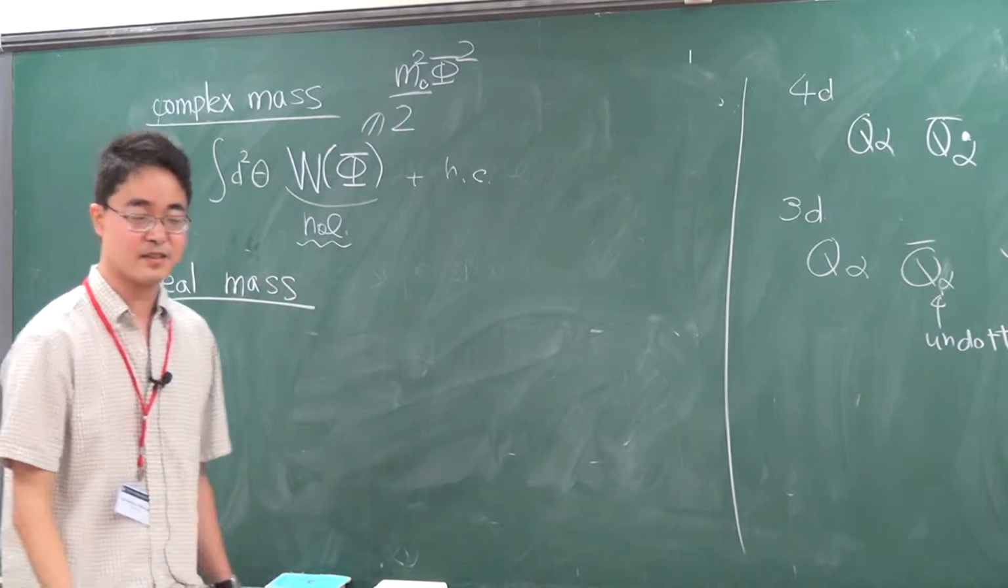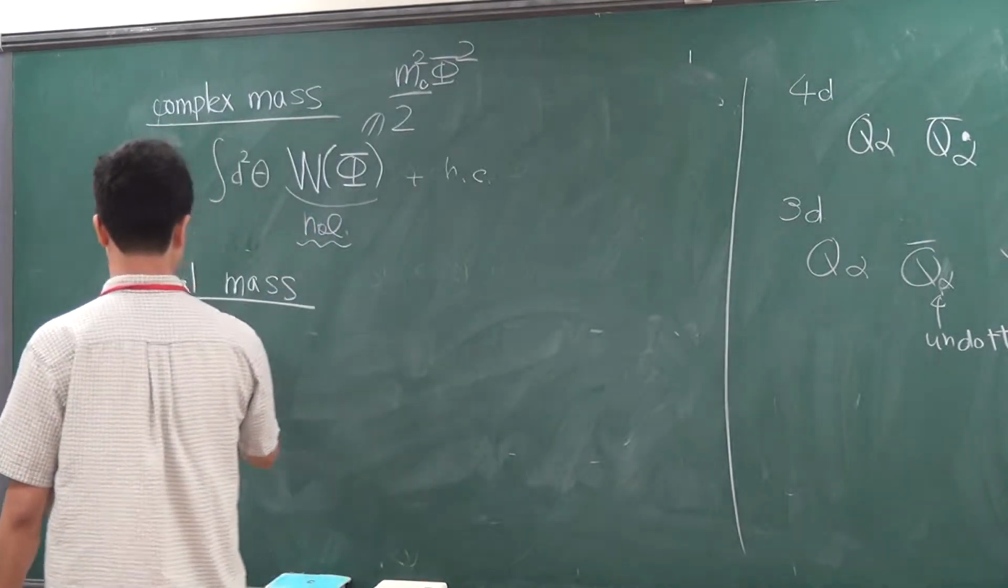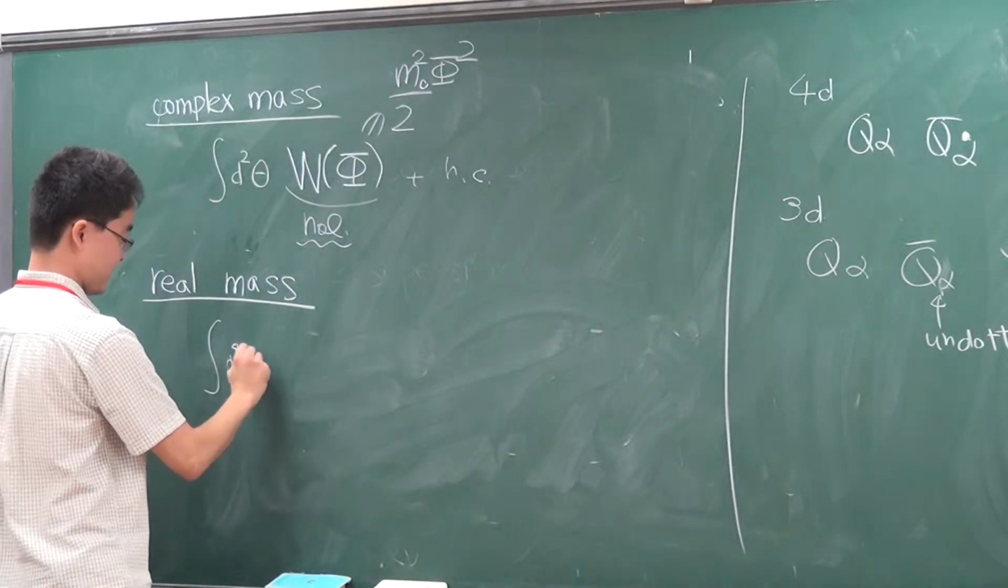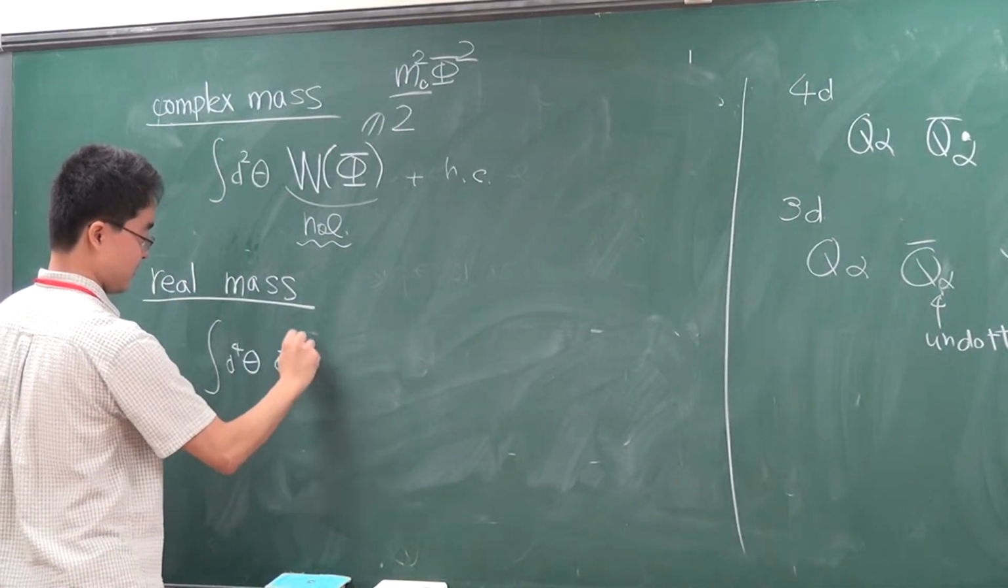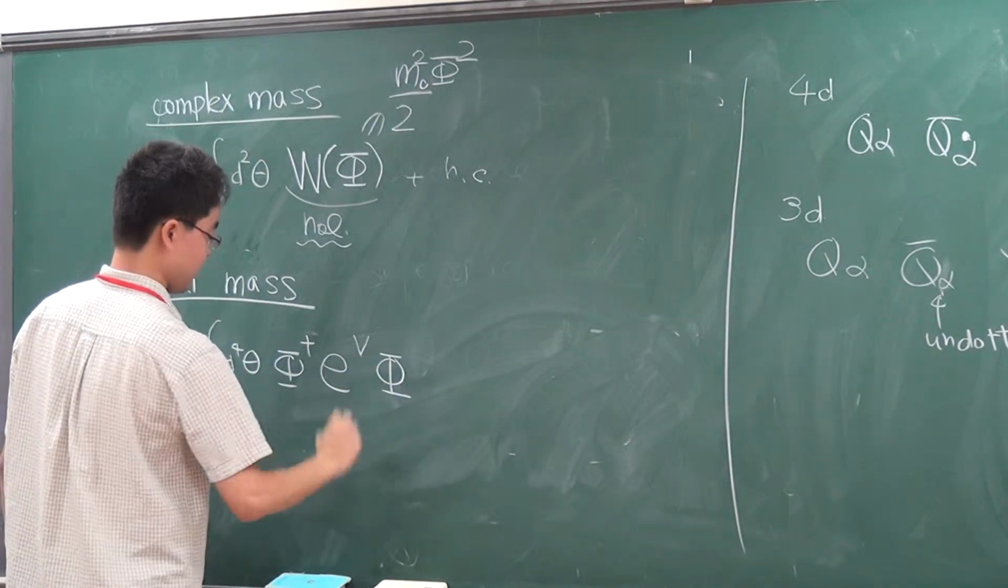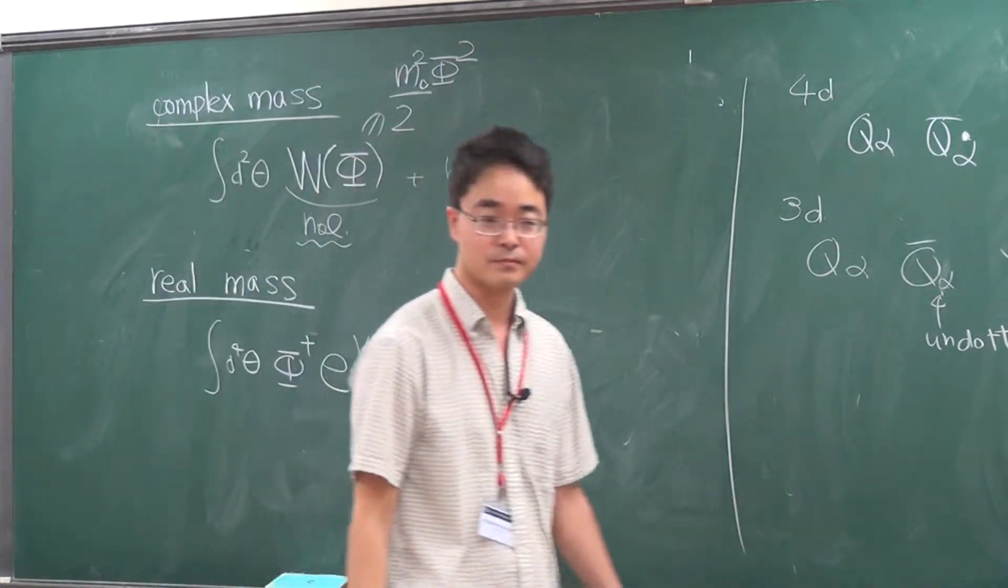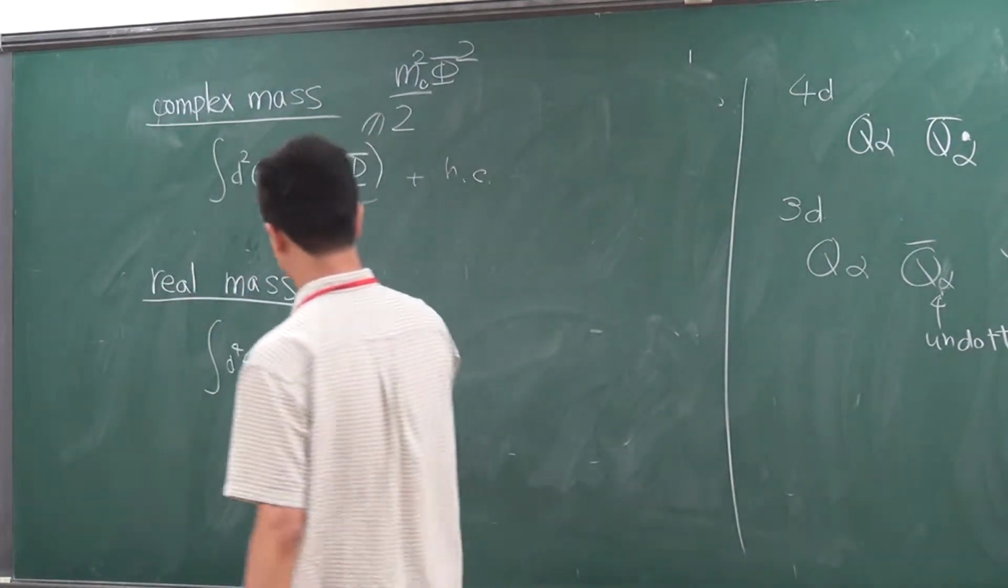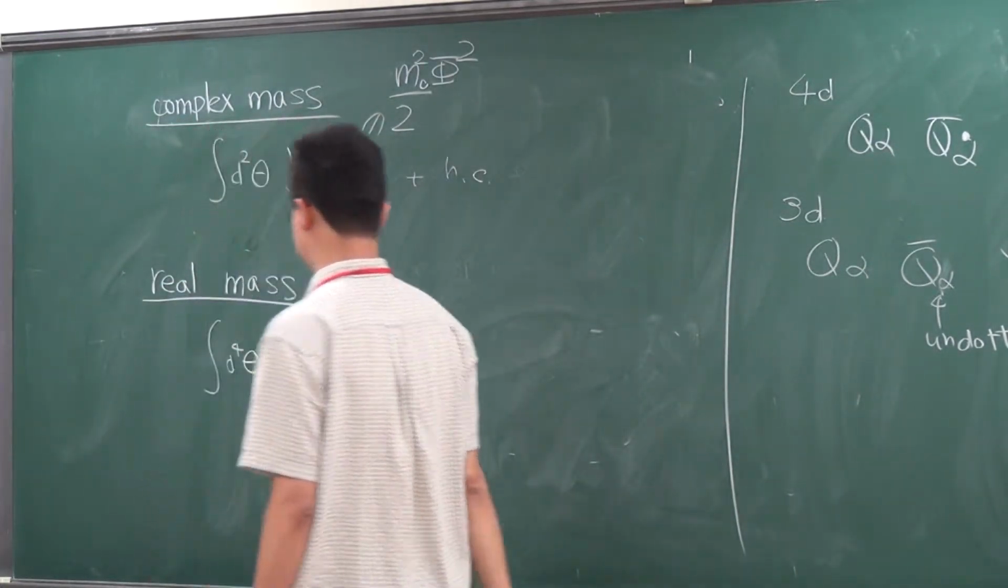So what's this real mass? The real mass is that there is d^4θ, and there is φ-bar e^{V} φ. So this is the usual kinetic term. If there is a charge, we could have q, for example. Let's say the charge is plus 1.